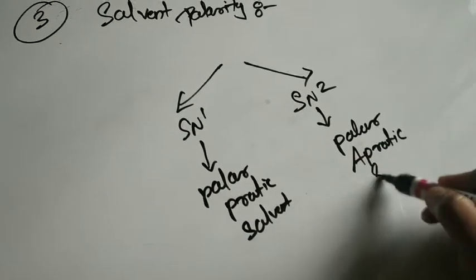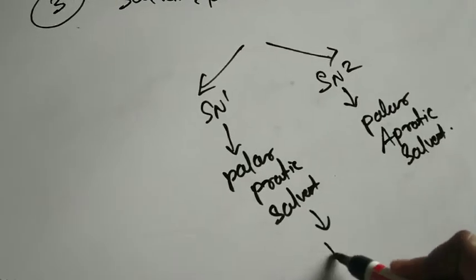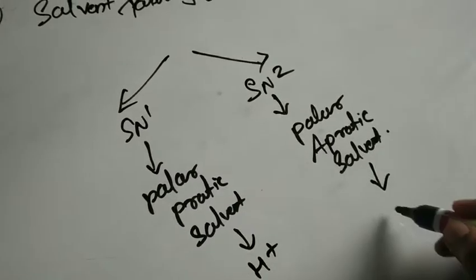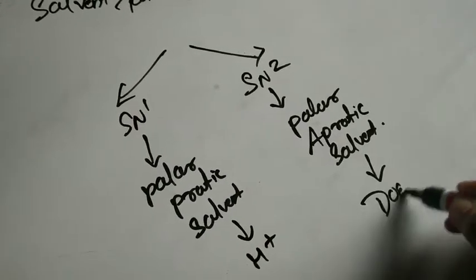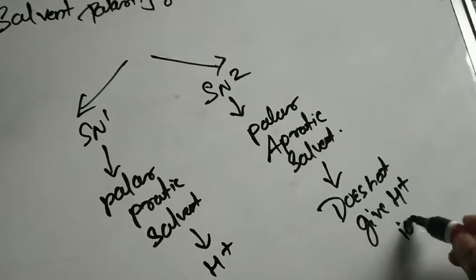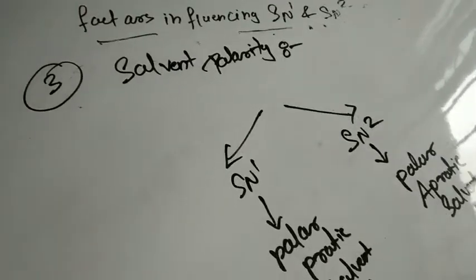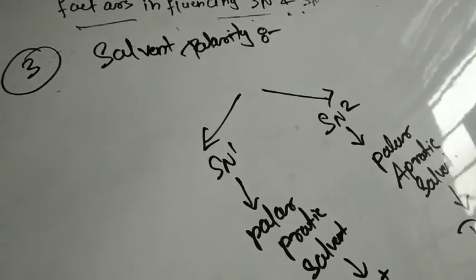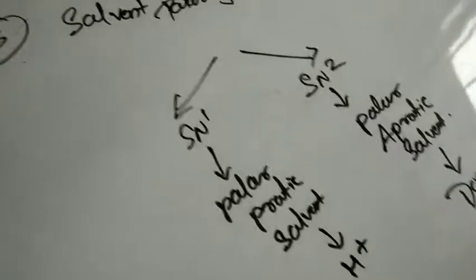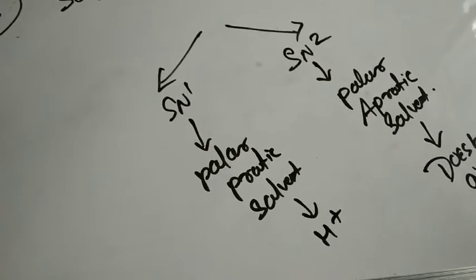So what is polar protic? Polar protic means it gives H plus ions. What is polar aprotic? It does not give H plus ions, right? They are called aprotic solvents. So you have to remember that the nature of the solvent is also very important, and is one of the factors influencing SN1 and SN2. So SN1 favors the polar protic solvent and SN2 favors the polar aprotic solvent, right?